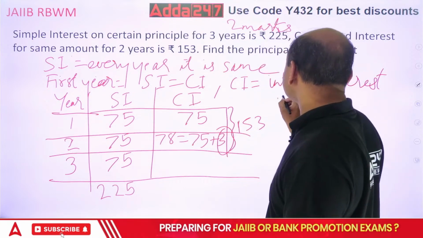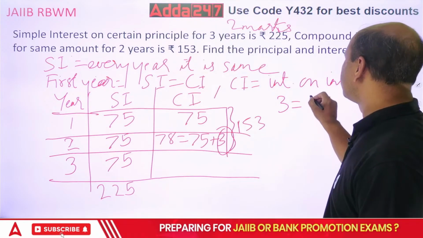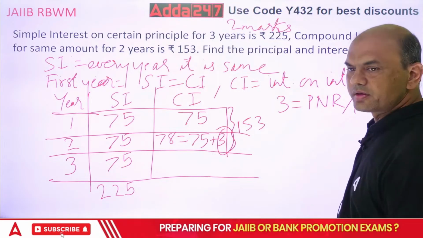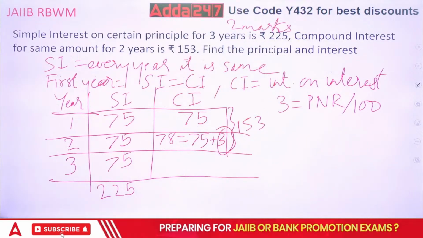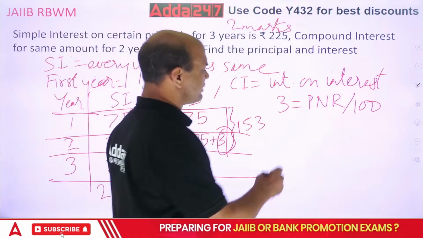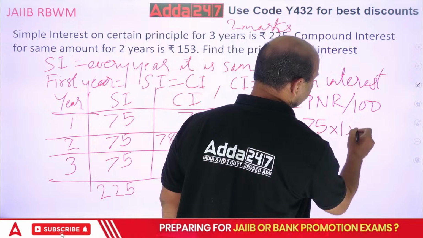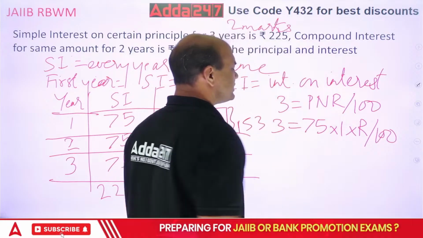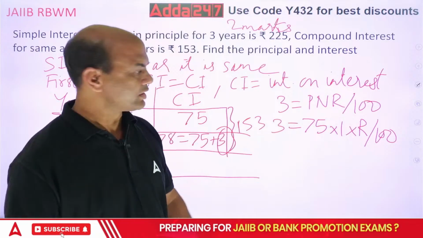So 3 equals PNR upon 100. See, this is the formula you will be using. What is P over here? I have invested 75 rupees, so my P will be 75, into N, which is 1 year, into R, which is R divided by 100. So 3 equals 75 into 1 into R upon 100. Got it?